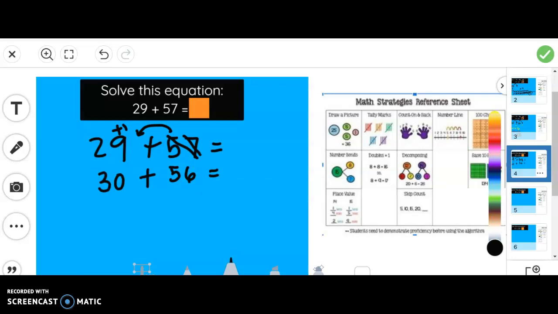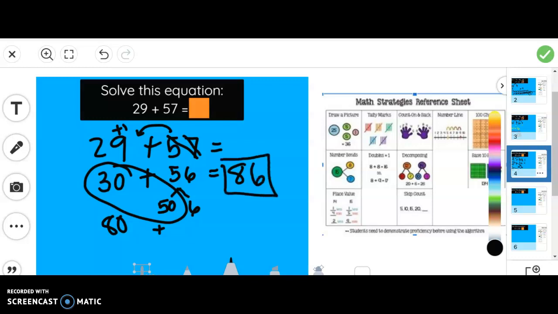Now, this is a very easy problem for me to solve because I have a number that is made up of just tens. So 30 plus 50 is 80. And then I have 6 more. When I add 80 plus 6, I get 86.